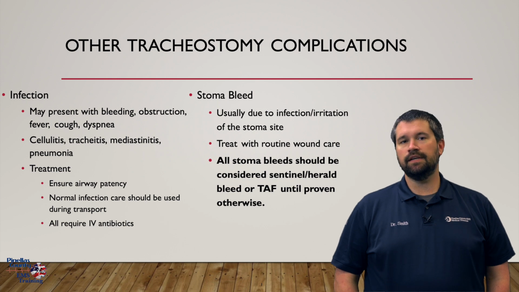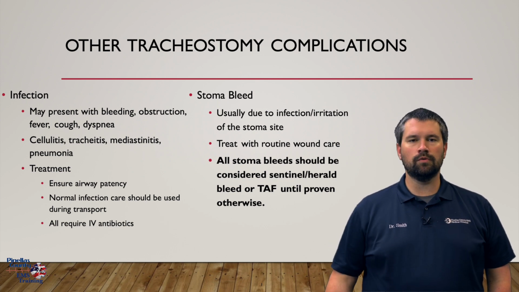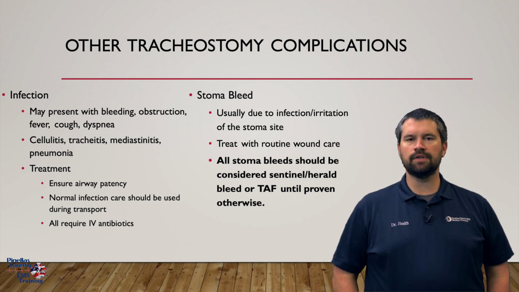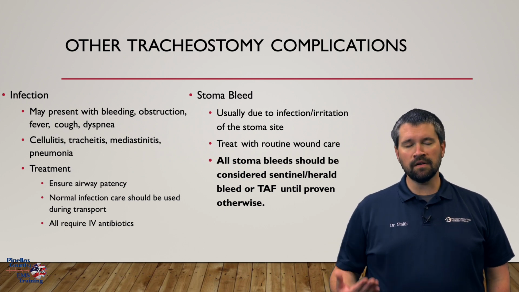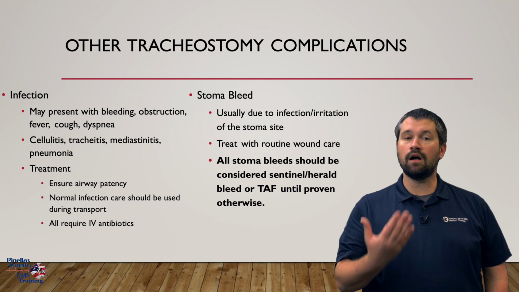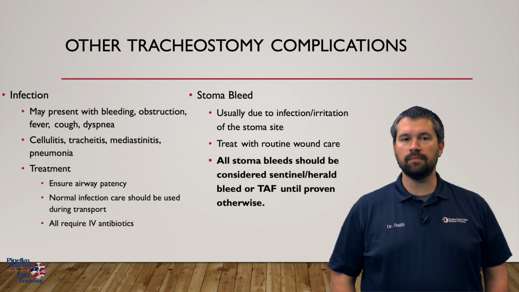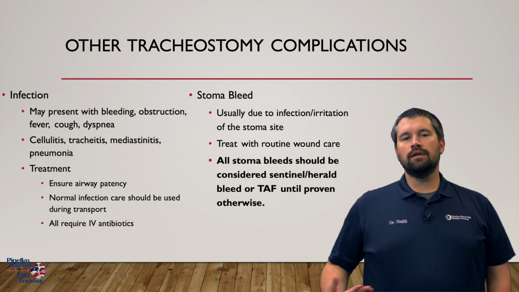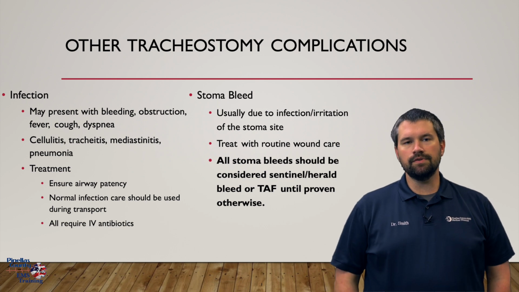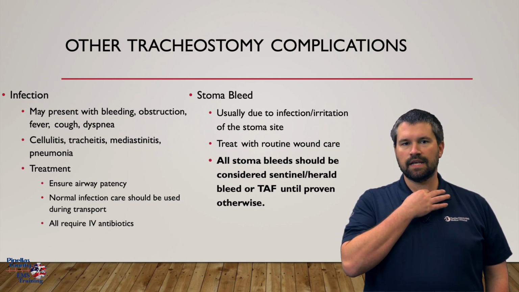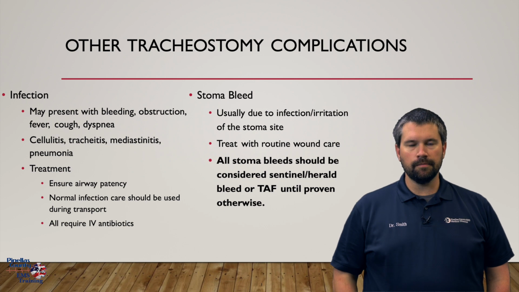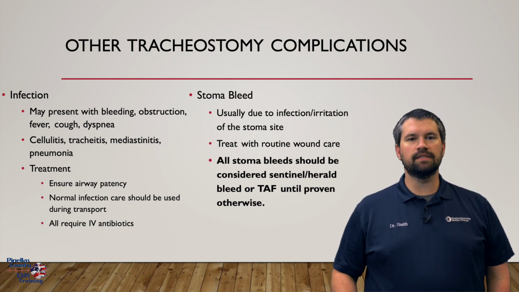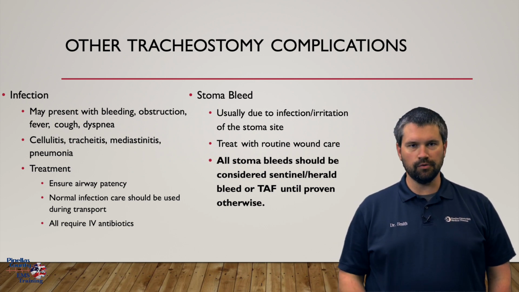Treatment is very easy. Ensure the airway is patent. Provide normal care for infection: antibiotics, fluids. Treat it as we do our sepsis patients. Unfortunately, whenever you have a tracheostomy infection, all do require IV antibiotics and will need to be admitted to the hospital. Another complication would be a stoma bleed. Usually these are due to infection or irritation of the stoma site. Treat these with routine wound care. Again, all stoma bleeds are considered sentinel or harbinger bleeds until proven otherwise.